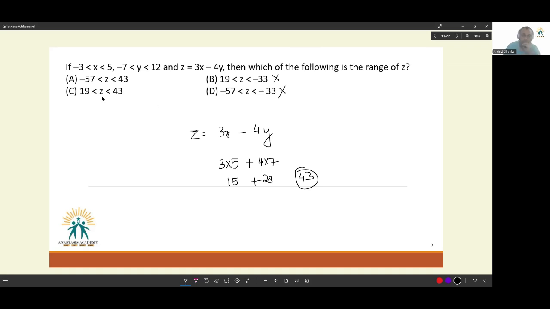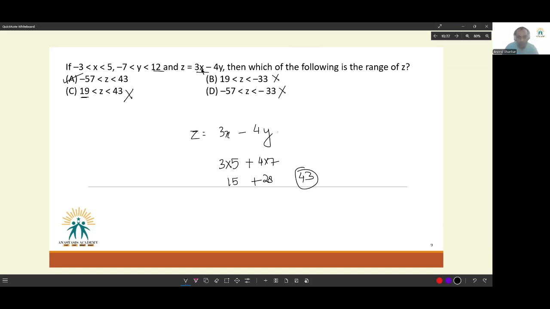Now, more fun thing, you can also rule out C. You can also happily rule out C, because see, 3x I can definitely get a negative. 4y I can definitely get a negative, which would imply the smallest possible value of z being positive is not possible. We can rule it out. We can mark it. How to get to that minus 57?